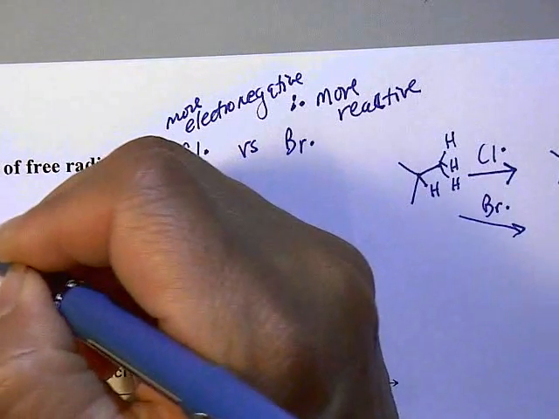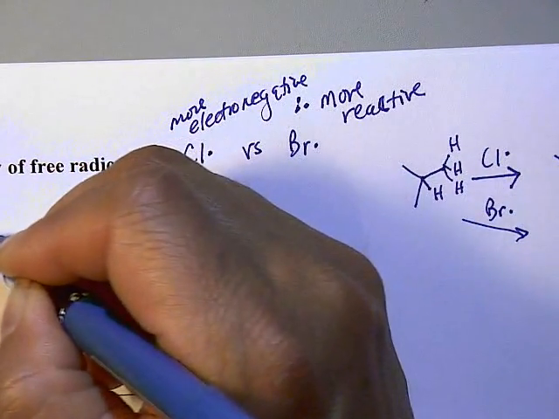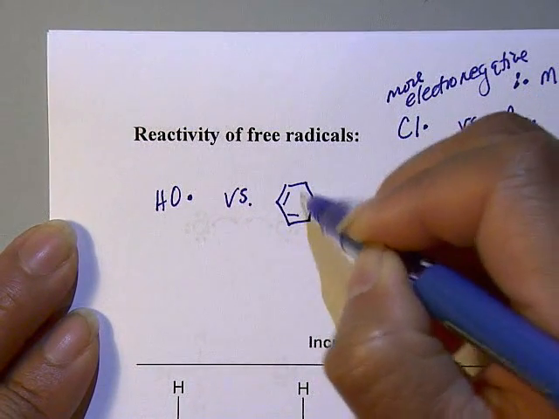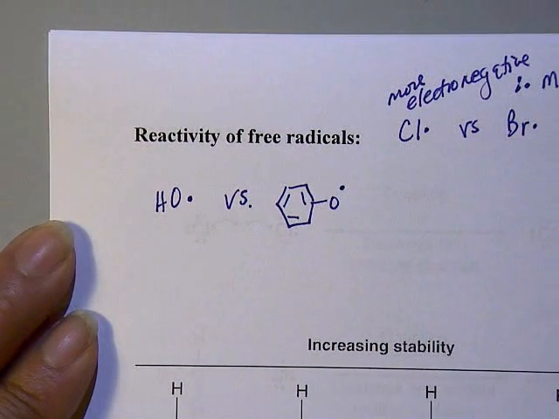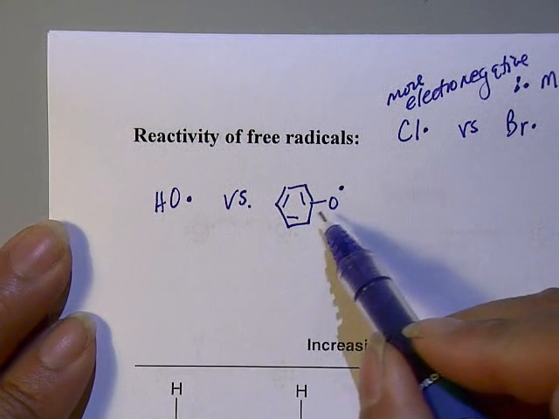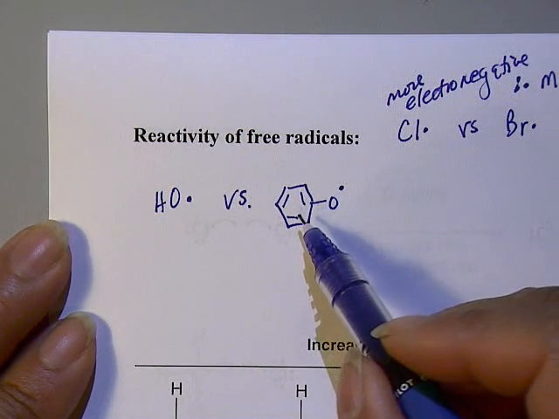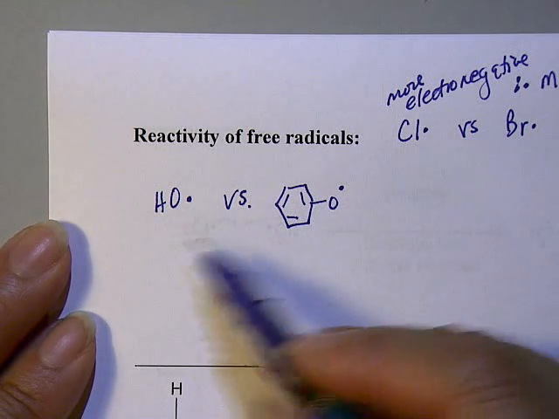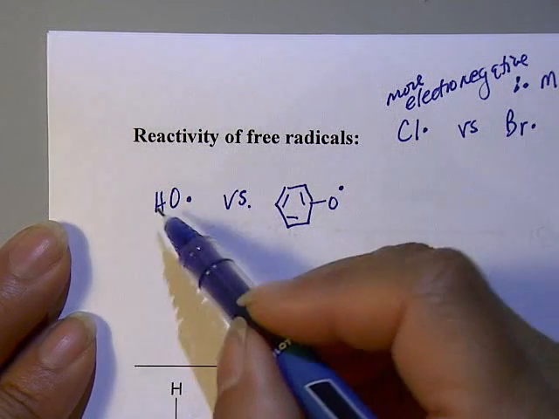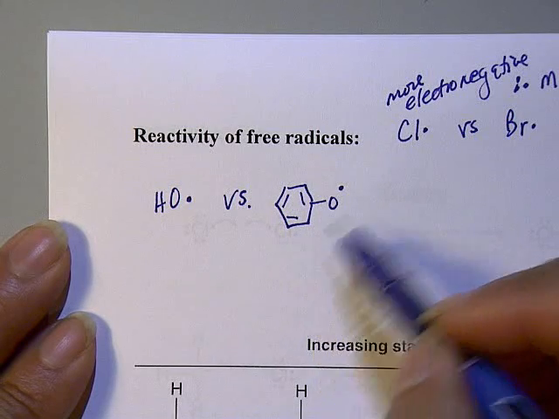Another radical that we're going to look at is a hydroxy radical versus a phenoxy radical. Here we're not comparing two different atoms in terms of radical reactivity, but they're both oxygen radicals, as you can see. One is a hydroxy radical, and the other one is an oxygen radical as well, but it's connected to a benzene ring. So when you compare these two, what you are looking at is the difference between having a hydrogen versus the benzene ring on the oxygen.